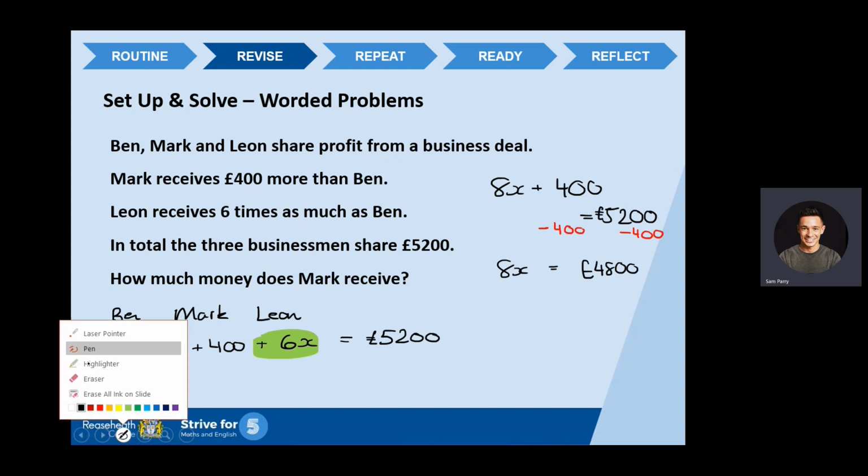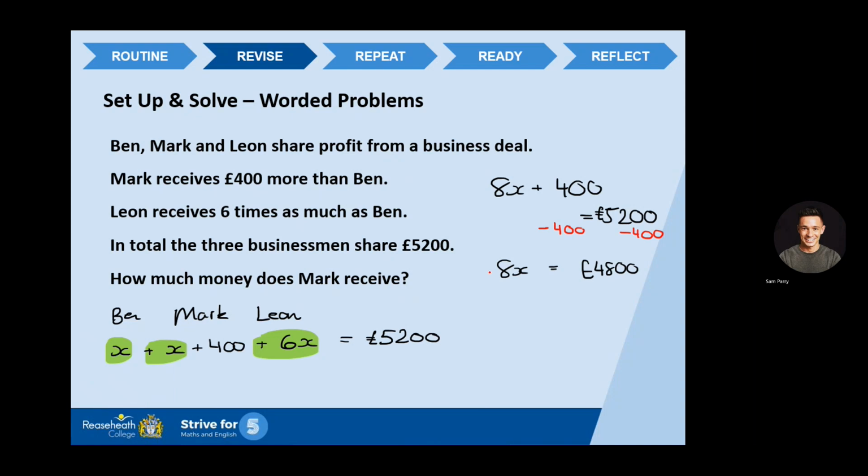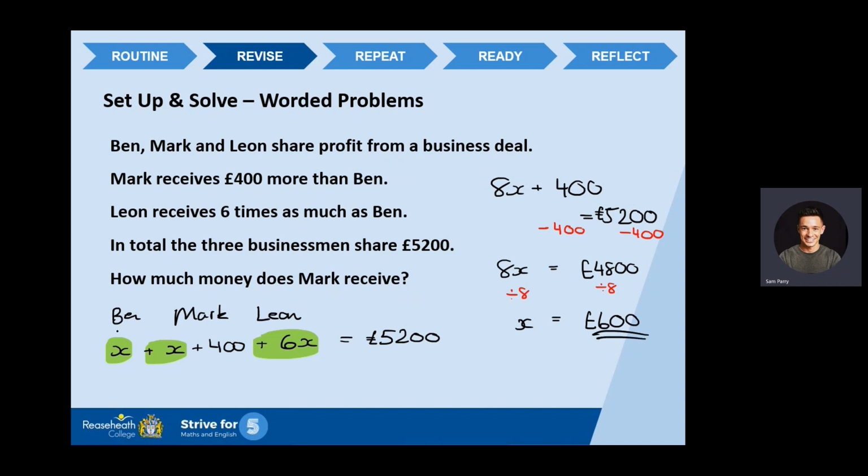There we go. Now, last thing I need to do is divide by 8 on both sides. That's going to leave me with x by itself, which is what we want. 4,800 divided by 8. Well, 48 divided by 8 is 6. There's 2 zeros, so whack those 2 zeros on there. £600.